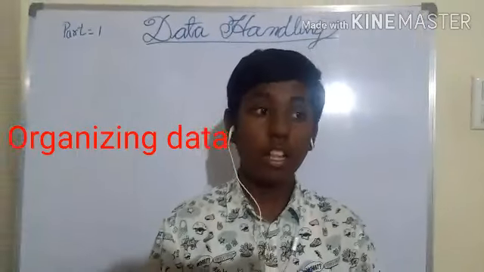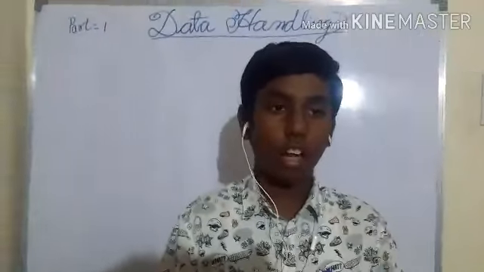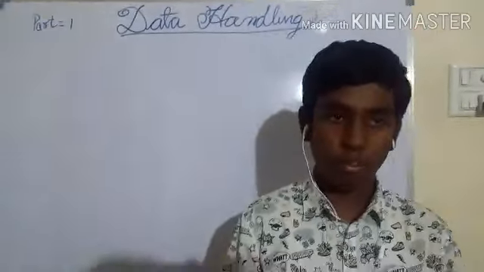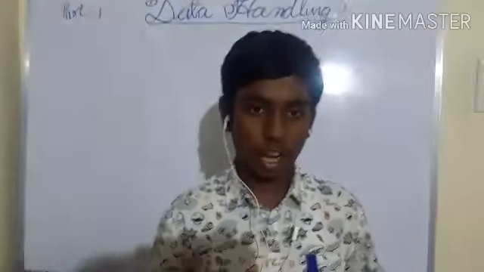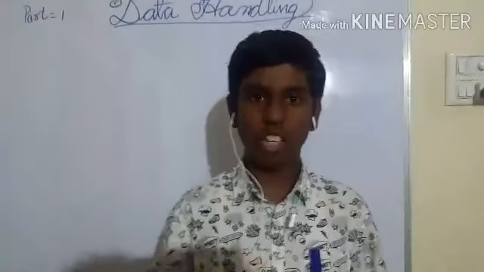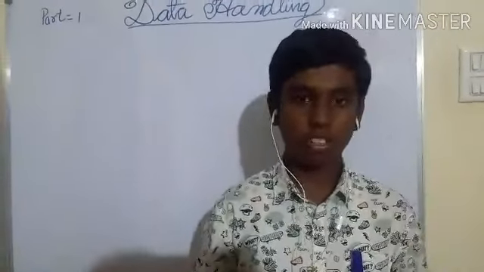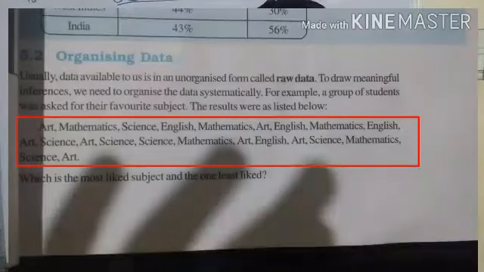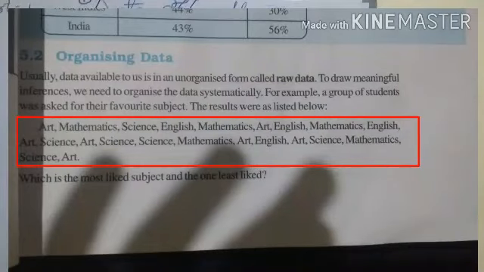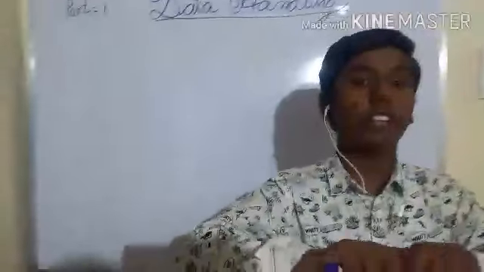We get unorganized data, and it is called raw data. I will give you an example on the screen because I don't remember it. Now we'll see how to arrange that data. We will use tally, and first I will show you how to write tally here.